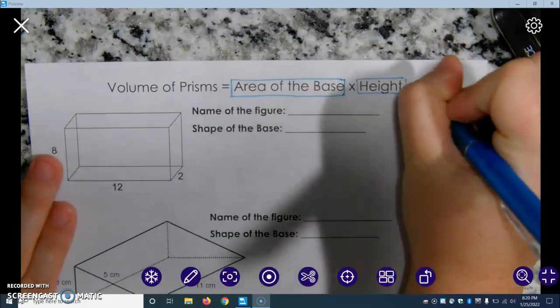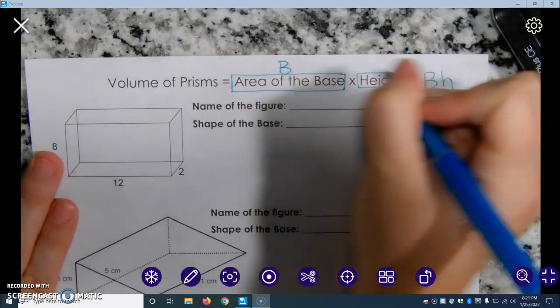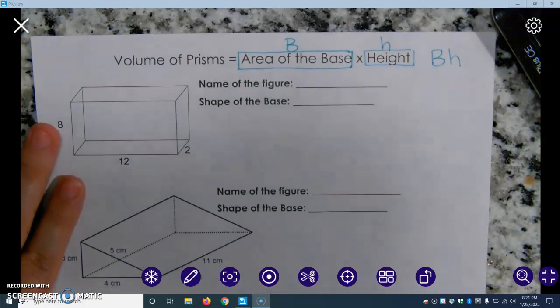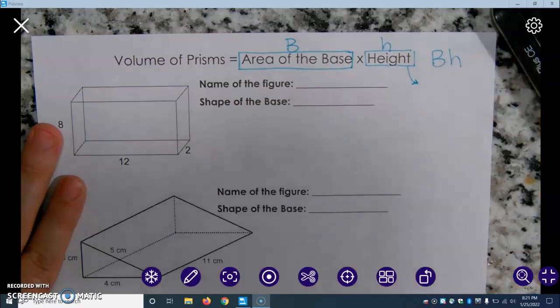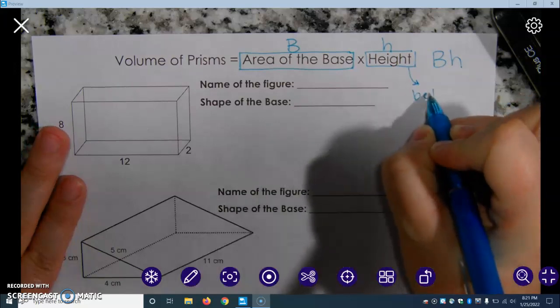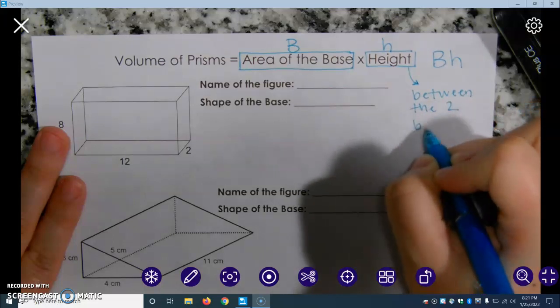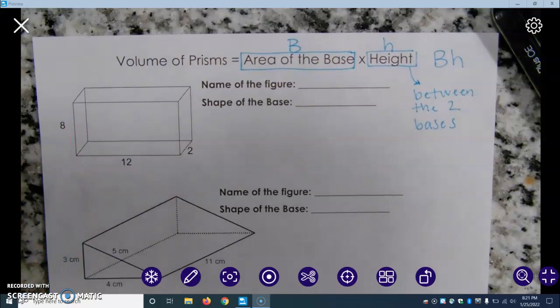So you'll see this formula show up. A big capital B that represents finding the area of the base, and then a lowercase h for the height of the prism. The height is not always going to be up and down because sometimes these prisms are laying on their side. The height is always between the two bases.